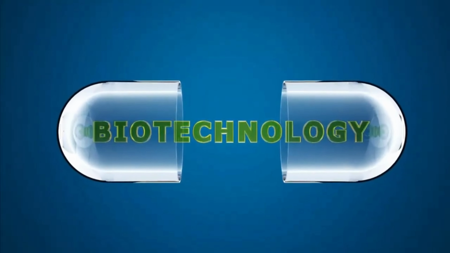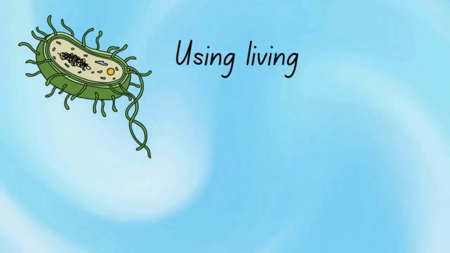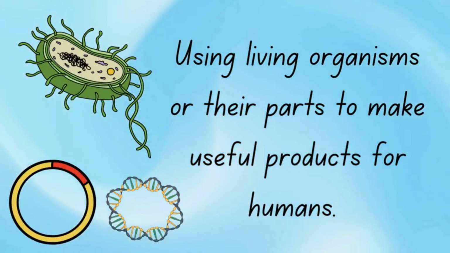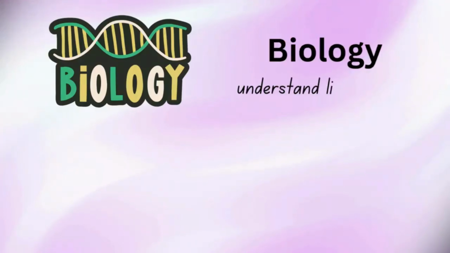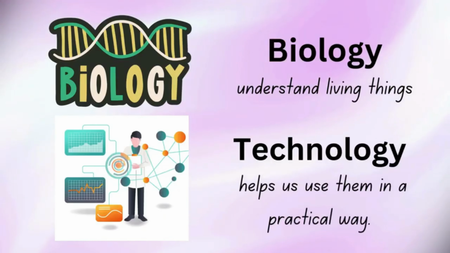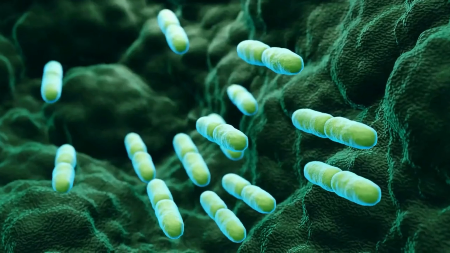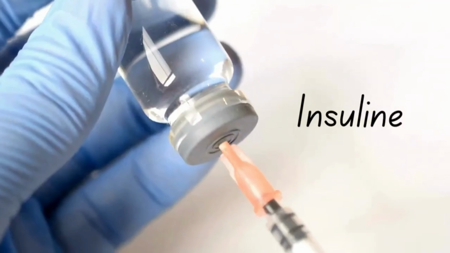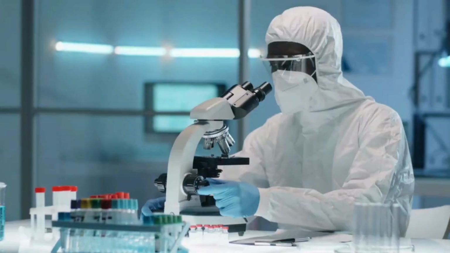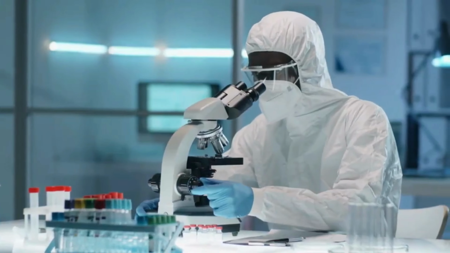Now, let's talk about biotechnology. Biotechnology means using living organisms or their parts to make useful products for humans. Here biology helps us understand living things and technology helps us use them in a practical way. For example, bacteria are used to produce insulin, which is given to diabetic patients. This medicine is made in laboratories using biological knowledge.